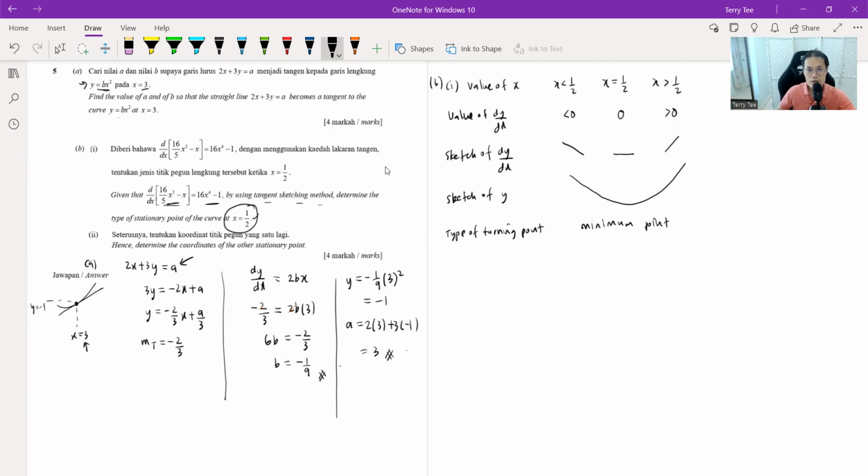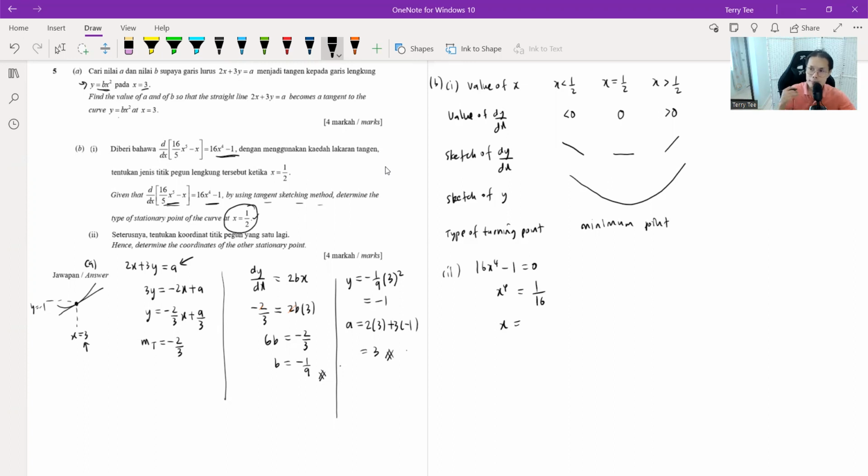Okay, so b part 1, no problem. All right, second one. Hence, determine the coordinates of another stationary point. Well, this is your gradient function, 16x to the power 4 minus 1. We know turning point happens when this is 0. We bring this over, x to the power 4 is 1/16.